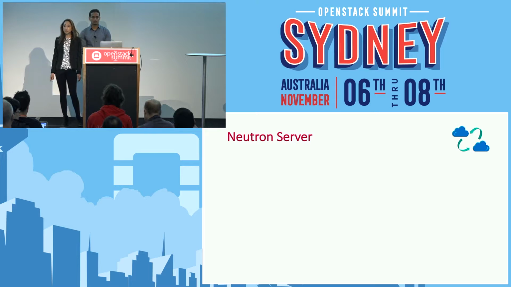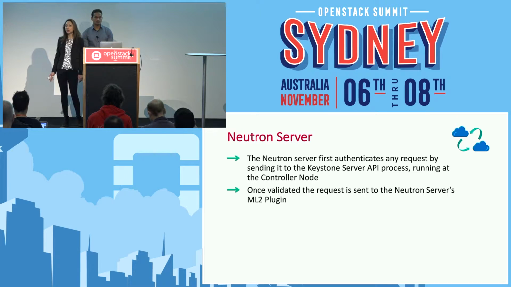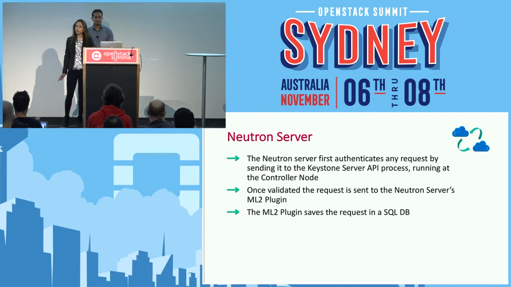So how is a request received by the Neutron server, and what steps are involved in its fulfillment? The Neutron server first authenticates a request by sending it to the Keystone Server API process, which is again running at the controller node. Once the request is validated, it is sent to the Neutron server's ML2 plugin. The ML2 plugin, firstly, saves the request in a SQL database so it can keep track of the status of the request.